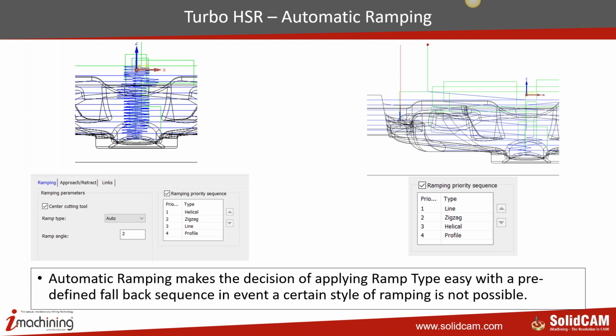So it will check each slice and apply a proper ramping that is possible with the geometry that is available, the space that is available to it, and it will apply the ramping accordingly. So you can see that in some places it is using helical ramp, in some places it is just using a line ramping method. So you can provide the sequence, you can provide the priority.